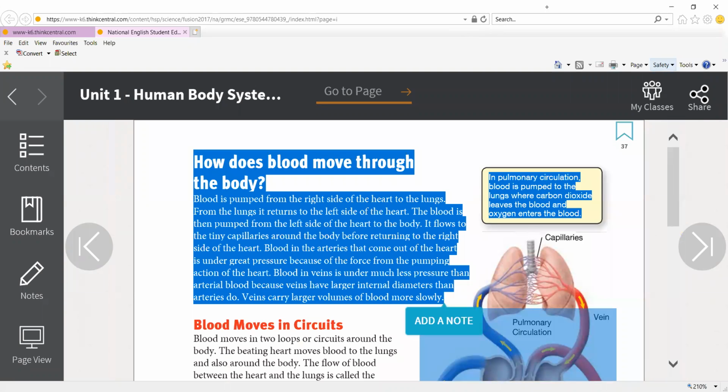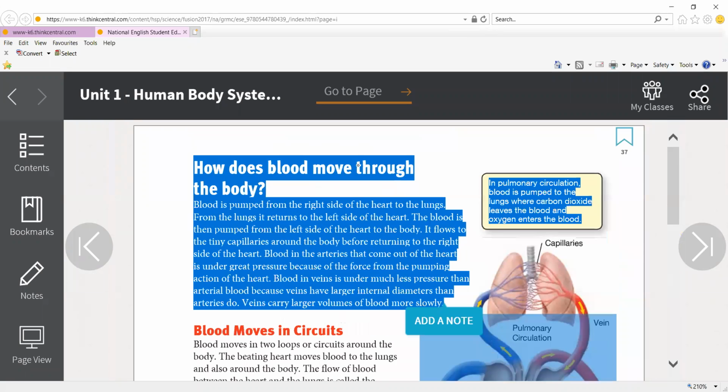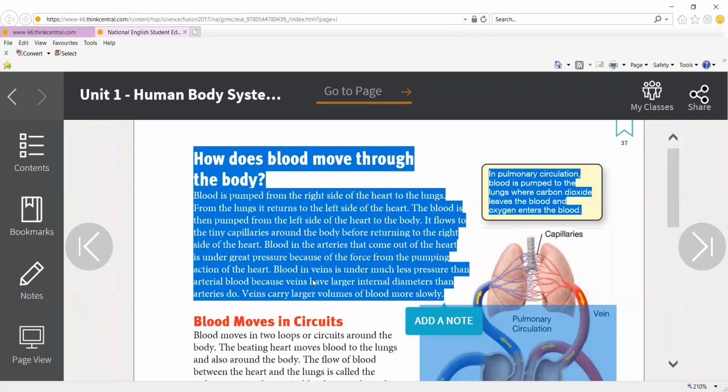Okay. Before I continue with how blood moves through the body, because this is a very, very important part, girls, everyone needs to know that. So before going further to read, I want to show you a video.